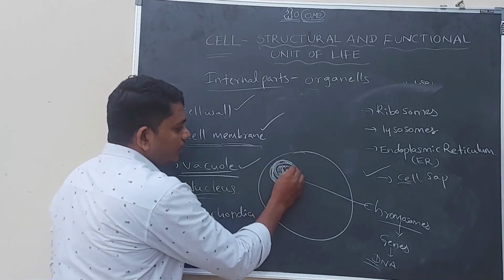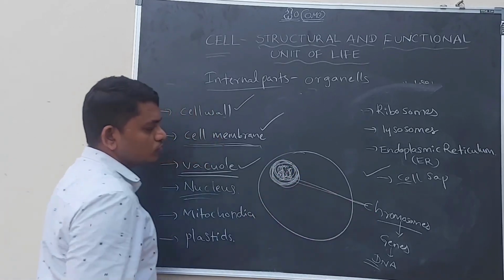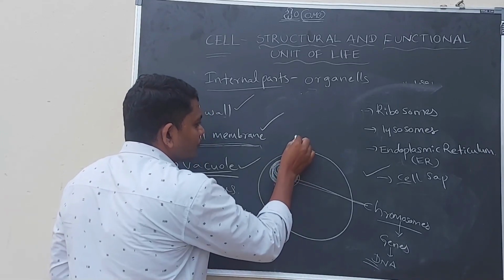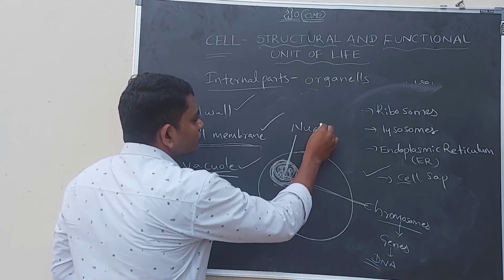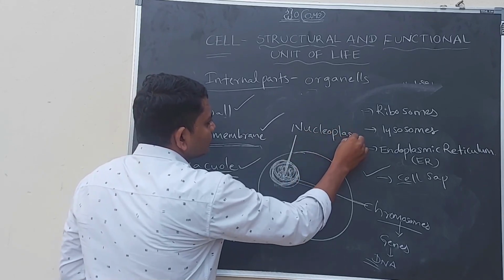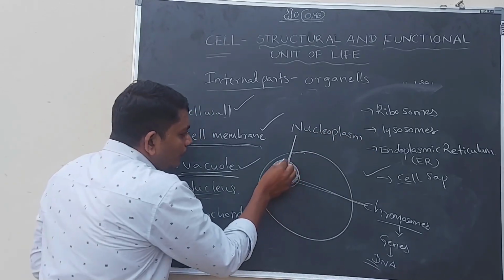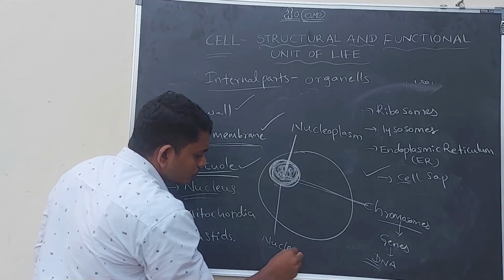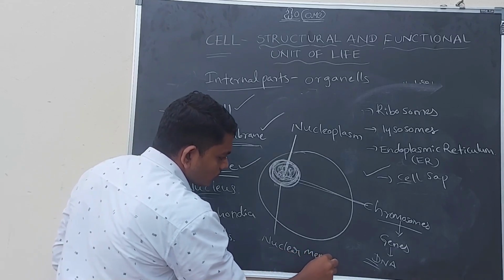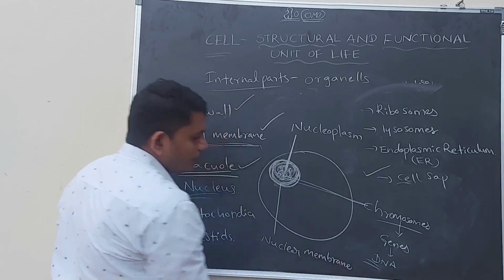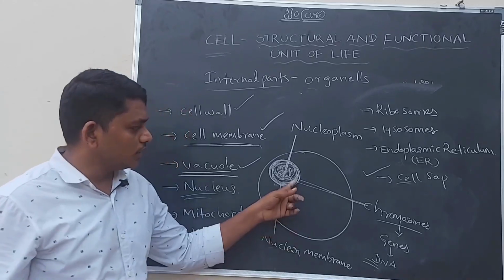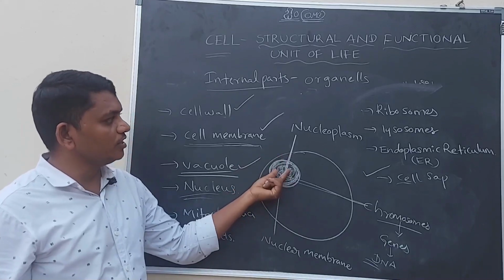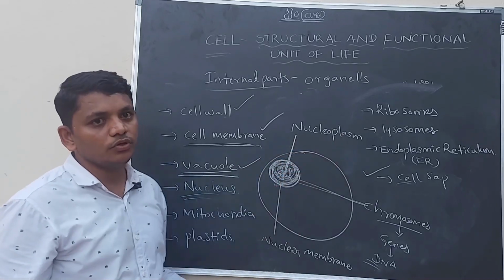So it contains ribbon-like structures called chromosomes, and the material present in the nucleus is called nucleoplasm. The membrane around the nucleus is called the nuclear membrane. Here these are two important parts. The membrane around the nucleus is called the nuclear membrane. The material in the nucleus is called nucleoplasm.